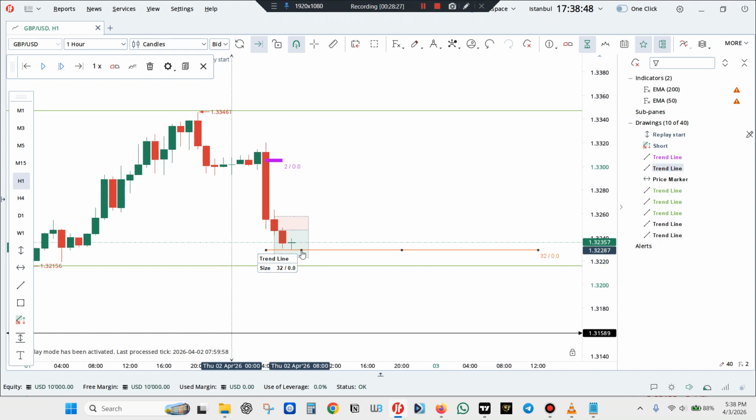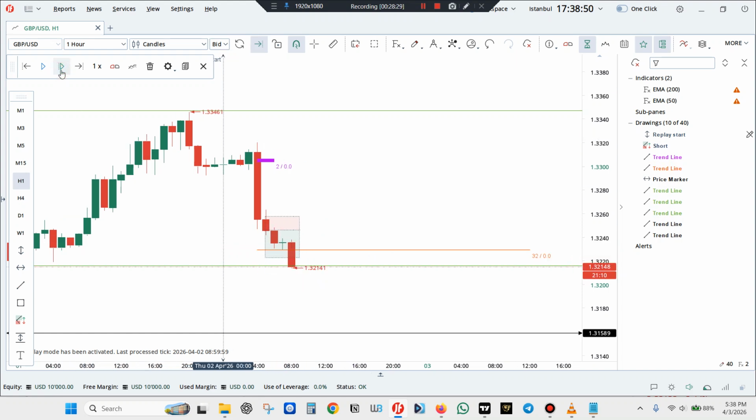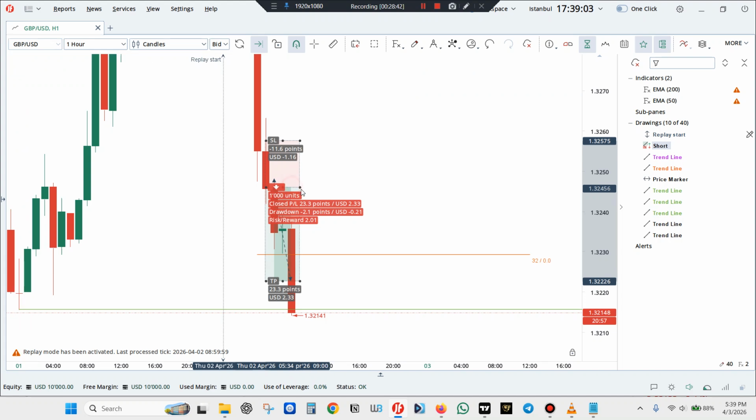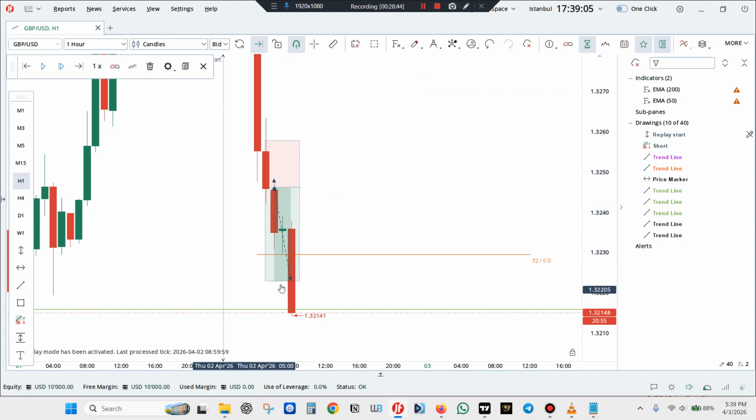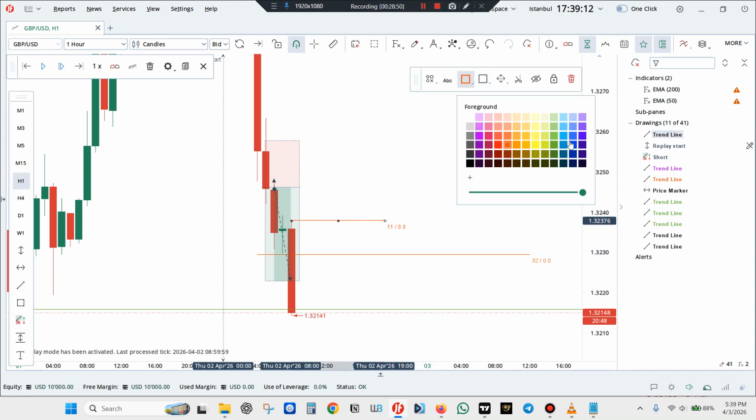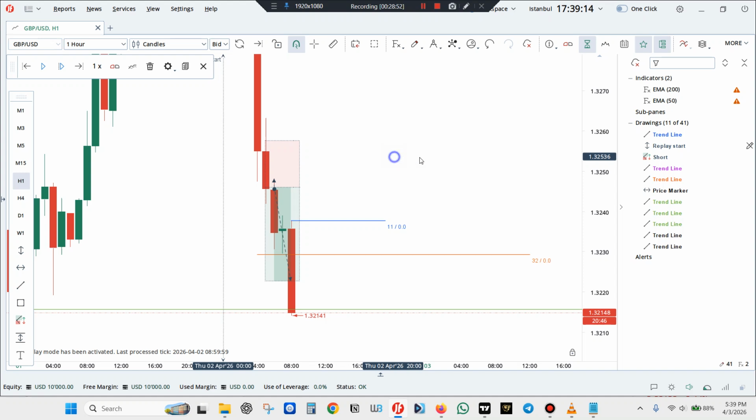Let's see if H1 activates. So it did activate at the same time hitting our take profit for the first trade. Good. Because I just wanted to adjust it so that we can mark this specific candle, we mark this specific candle low. Again, I'm marking this as our invalidation level.